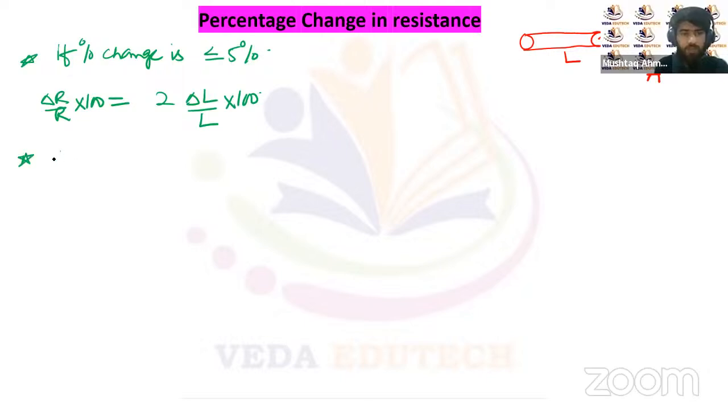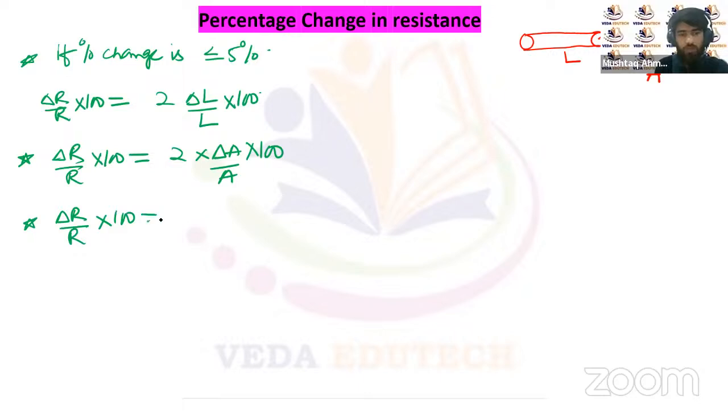Similarly, if there is some percentage change in area of cross section, then twice delta A upon A multiplied by 100 will be the percentage change in resistance. Similarly, if we have some percentage change in radius, then we have 4 times delta R upon R multiplied by 100. So the percentage change in resistance will be 4 times that.